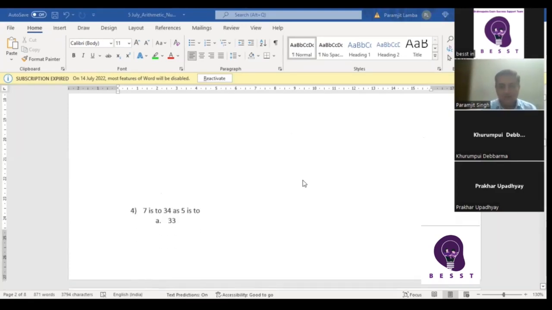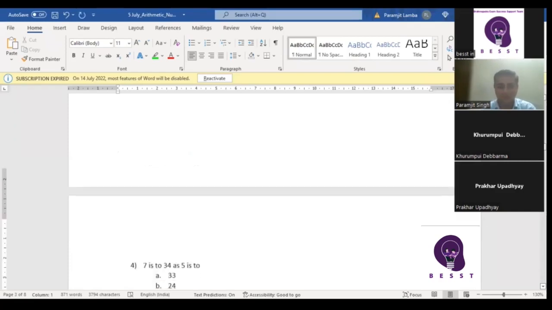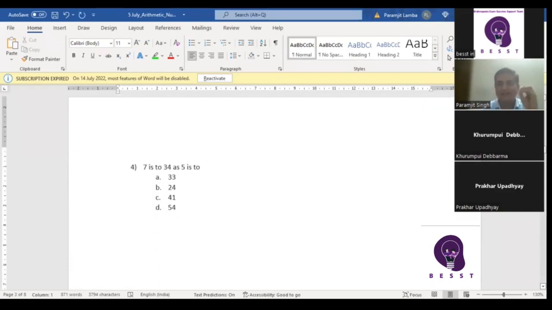Moving on to the next question. 7 is to 34 as 5 is to, here you have to use logic. See the question and instinctively answer. Chunki, I expect you to give the answer to this first. 24, okay. Abhijit says 24. Chunki, take an instinctive guess. You'll be right, most probably. So 7 into 5 equal to 35 minus 1. So it becomes 34. As like that, 5 into 5 equal to 25 minus 1. So it becomes 24.